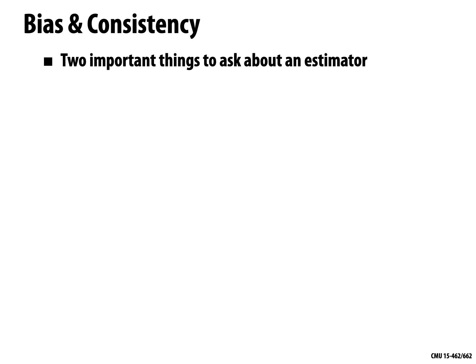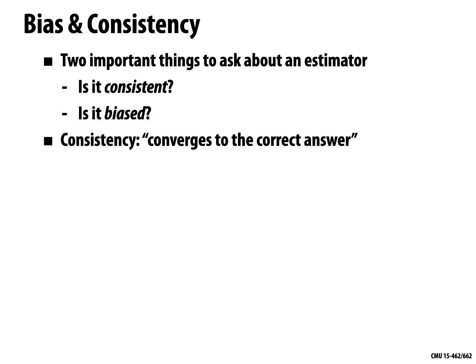Okay, so two important things to ask whenever you have an estimator. I mean, these are like the most basic things that you really want to think about: bias and consistency. Is it consistent? Is it biased? Okay, well, what do these mean? Consistency is what you probably naturally think of when you hear the word bias. There's a lot of confusion between these two.